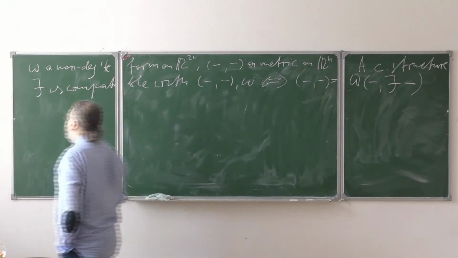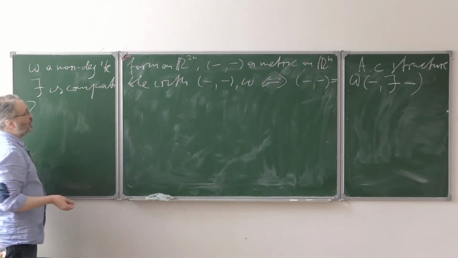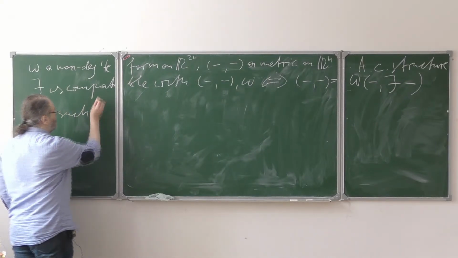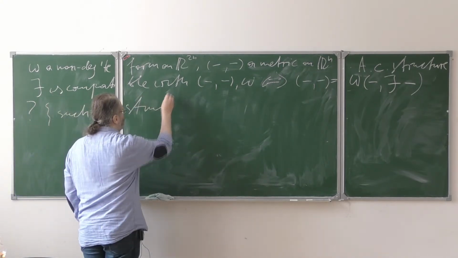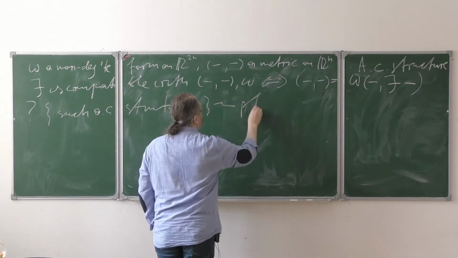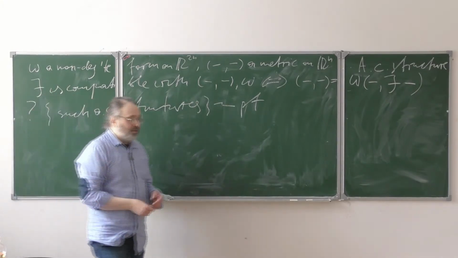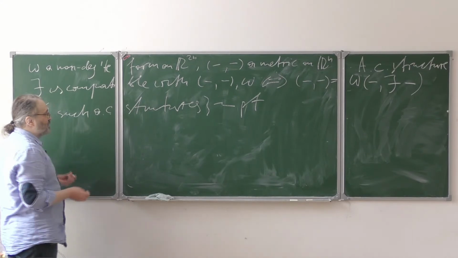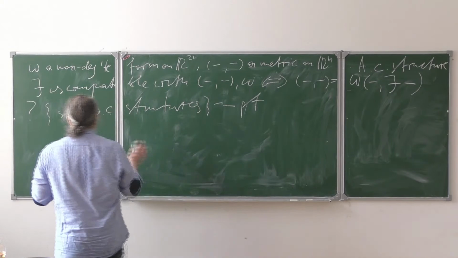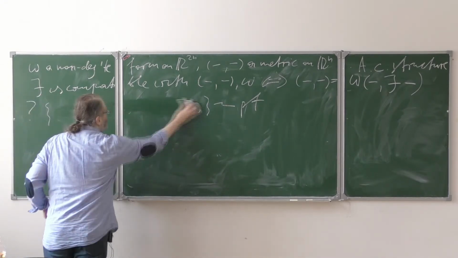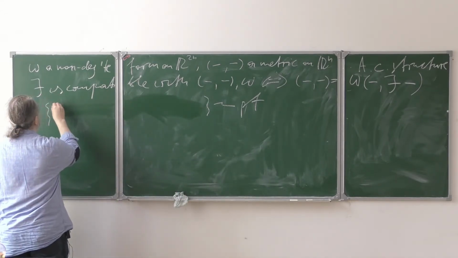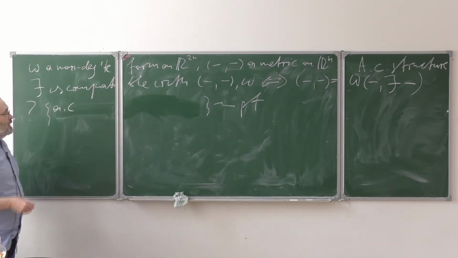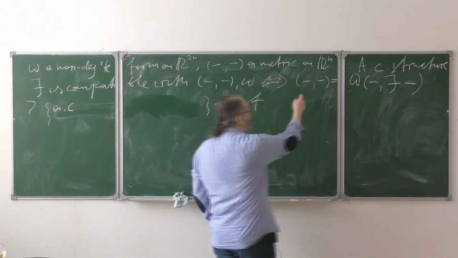And the question is, is the space of such almost complex structures homotopy equivalent to a point. More precisely, I want to fix the form, the symplectic form, but I don't want to fix the metric.